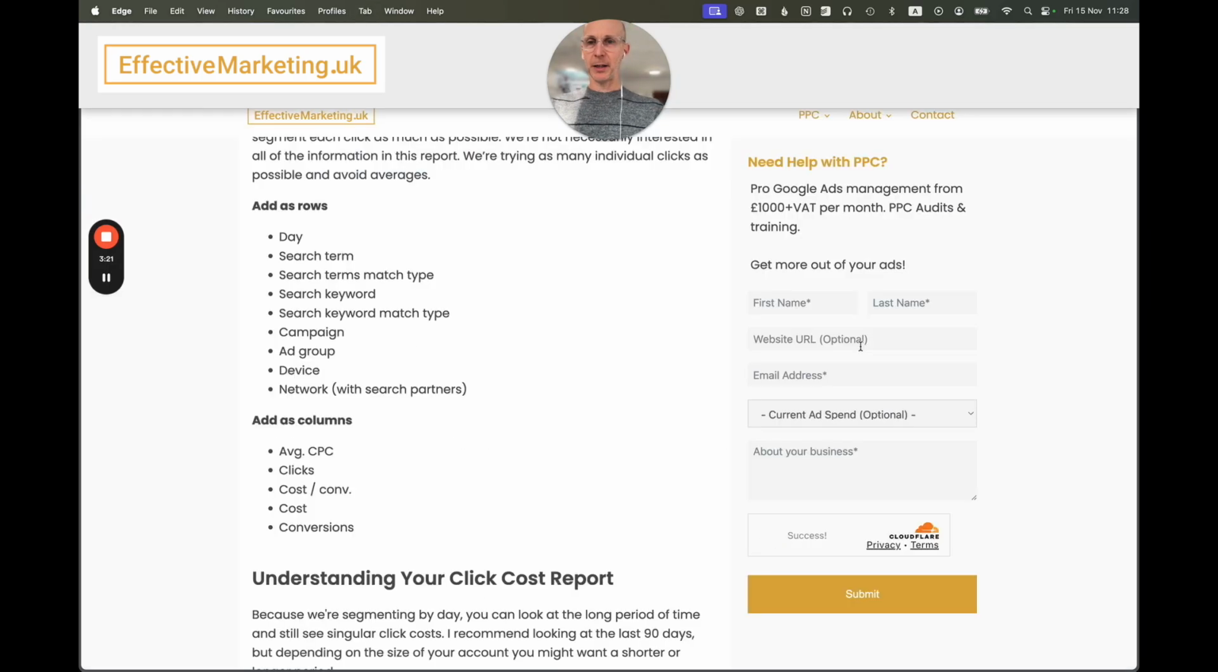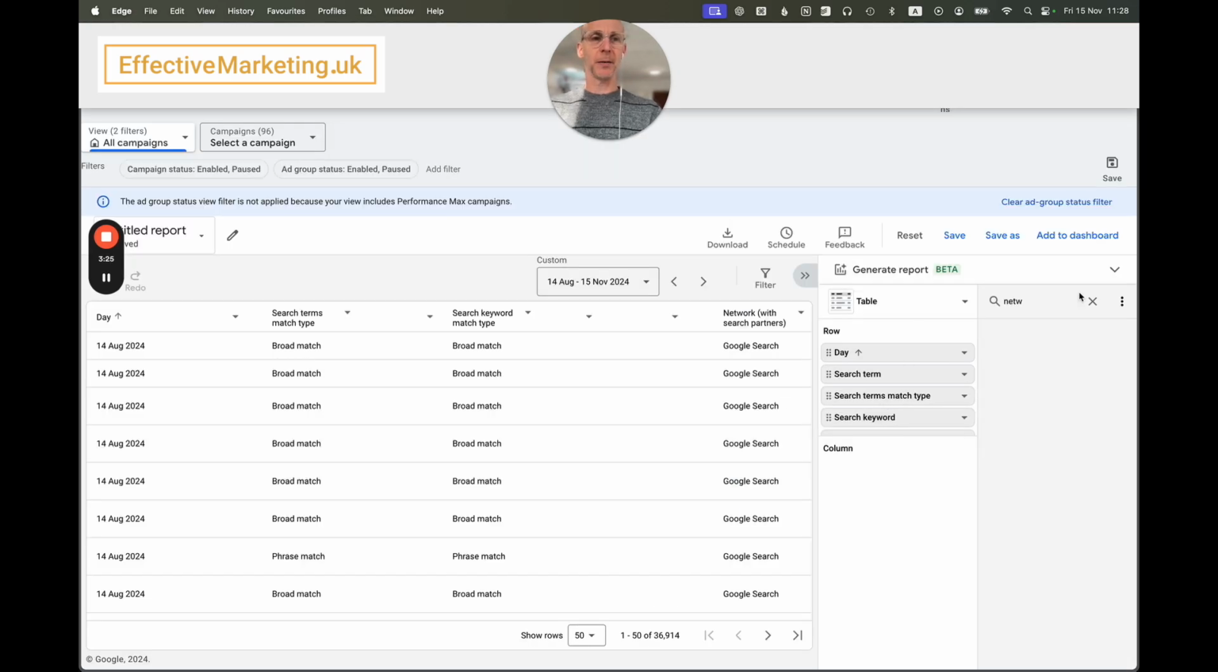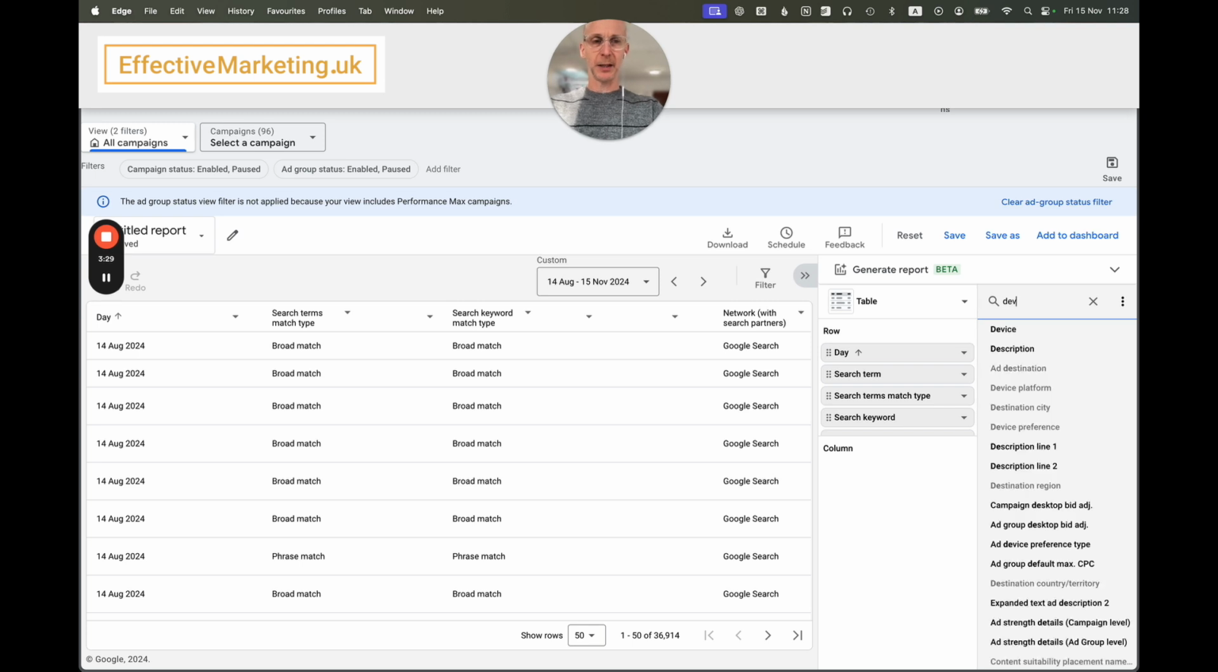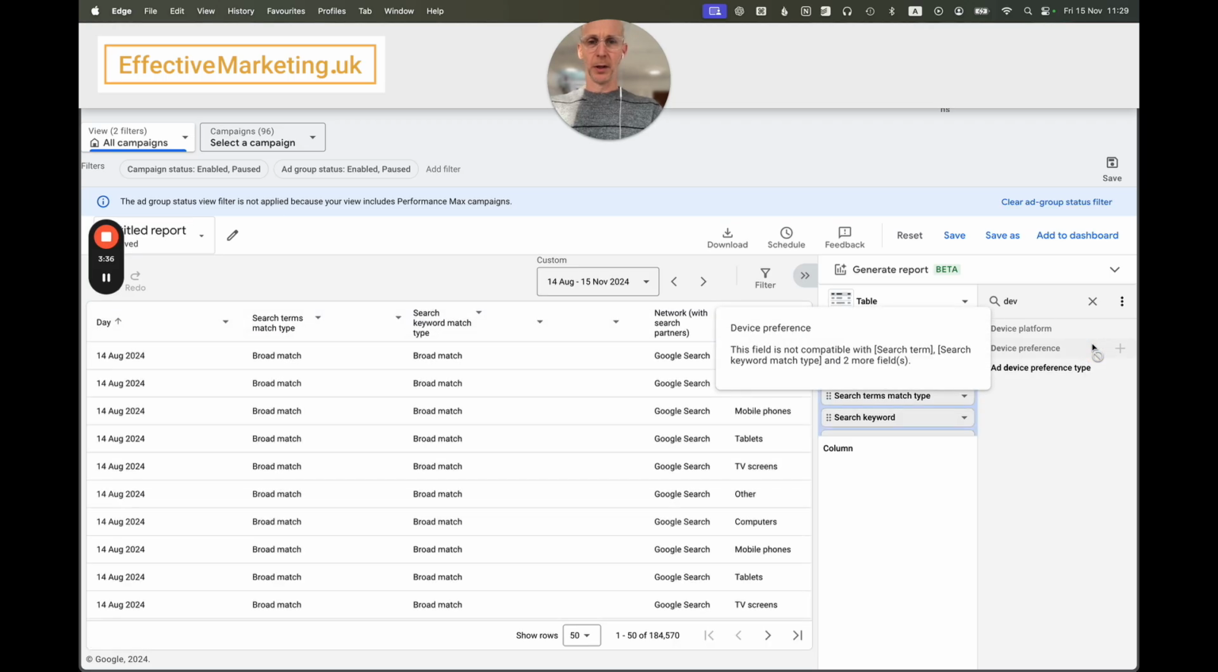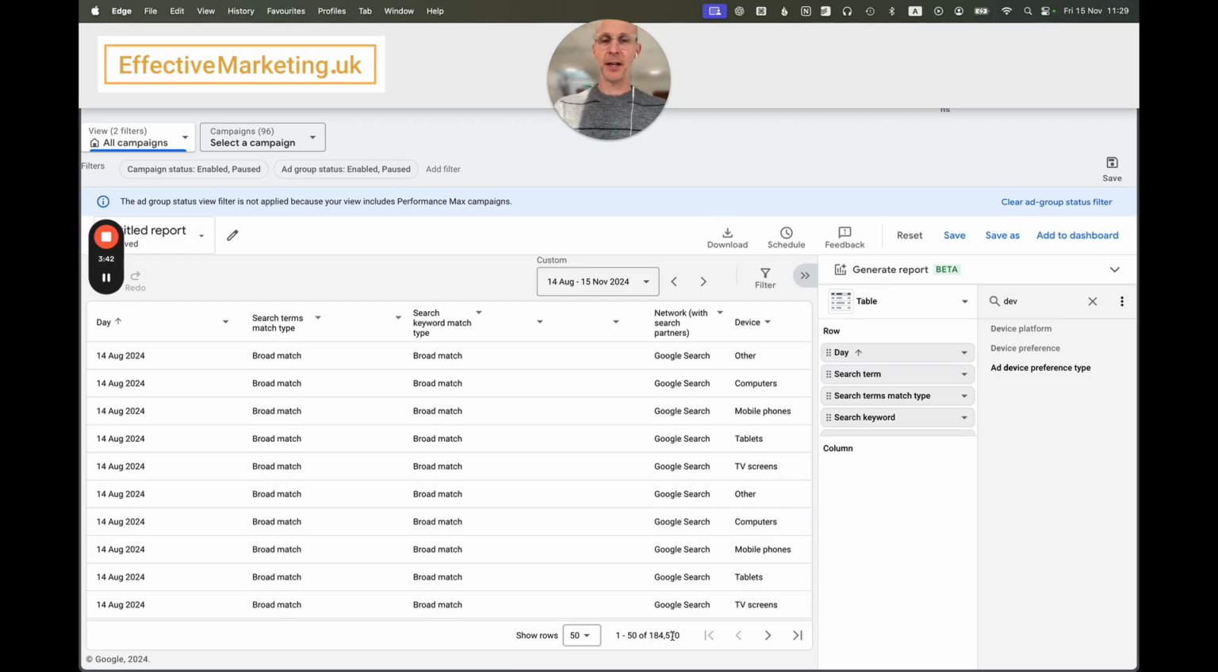So let's just go back to our post to see. Yes, we have ad group, device. Device is the one. Device is quite cool because we can segment it that little bit further. Add it to the row. All right, so now we have 184,500 clicks during this period on search campaigns.